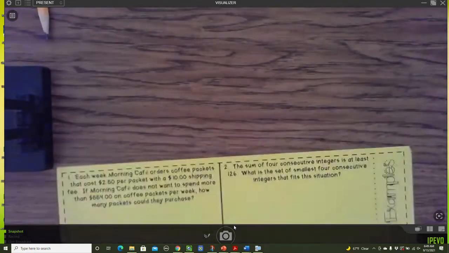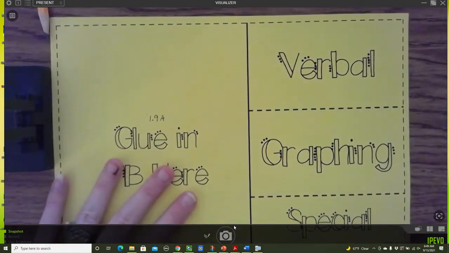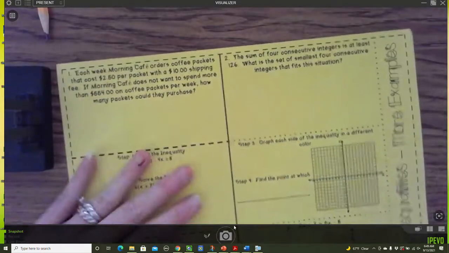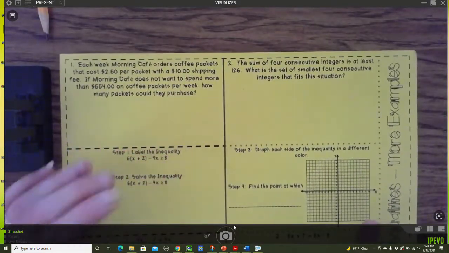Inequalities, more examples foldable. Here's what it looks like on the other side. All right, so the first ones that we have are word problems, verbal statements.